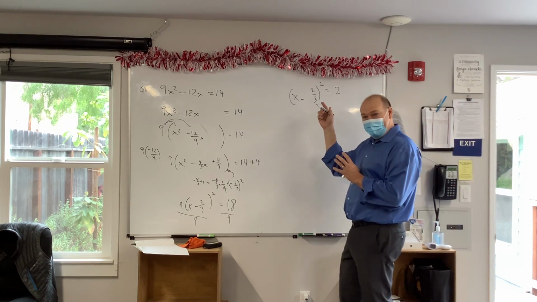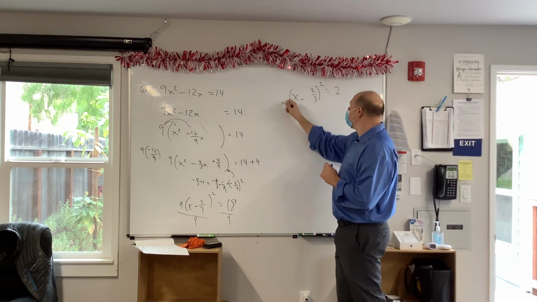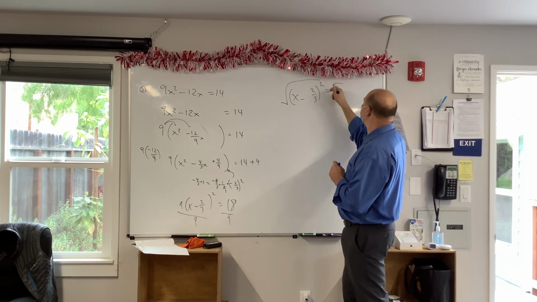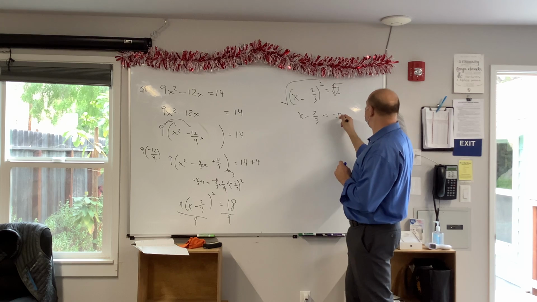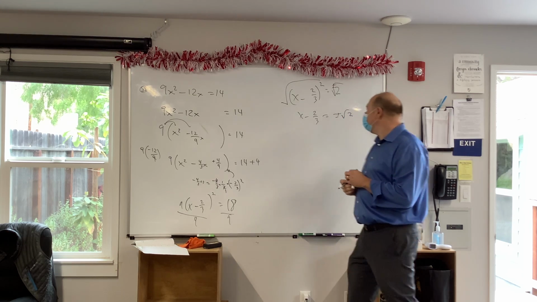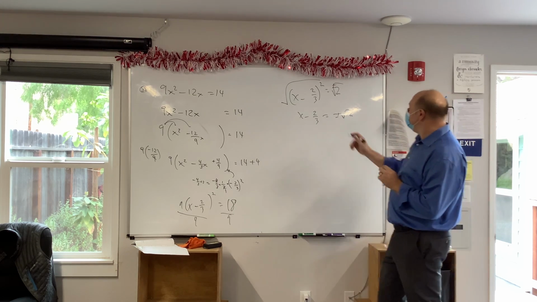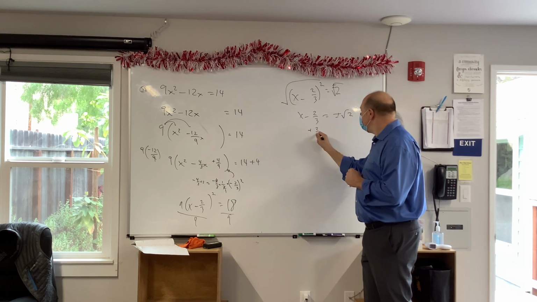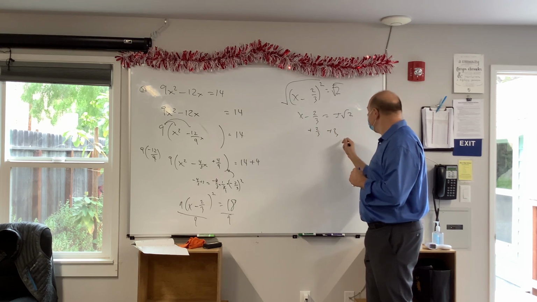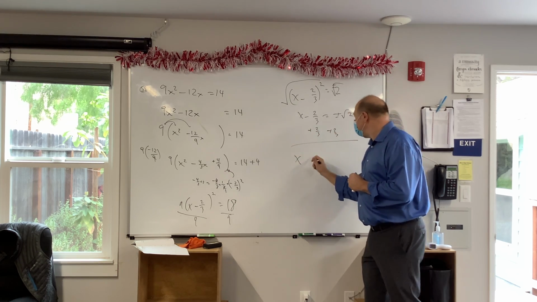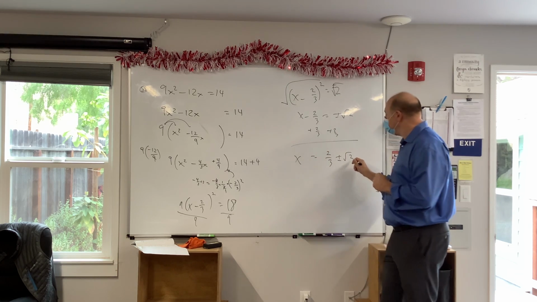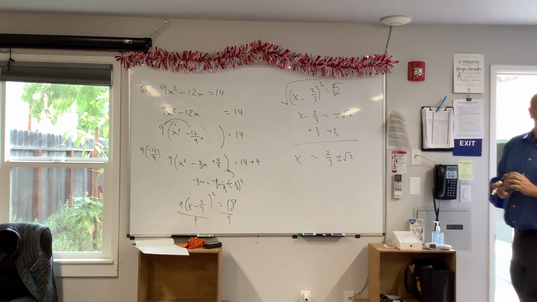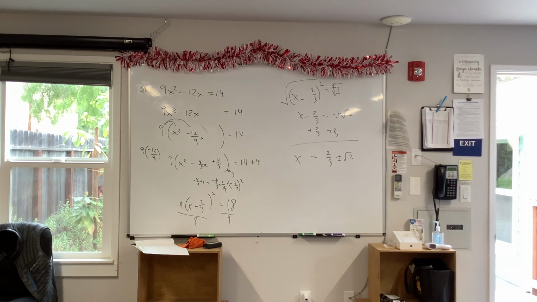Take a square root, we good? Take a square root, plus or minus. And I gave myself x minus 2/3 is equal to plus or minus root 2. Love that. And then I add 2/3 here, I add 2/3 here, and I give myself x is equal to 2/3 plus or minus root 2. Dylan, I'll check your work afterwards here, but I got the same as that.